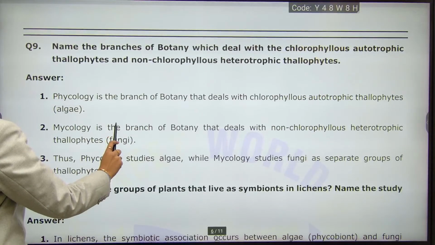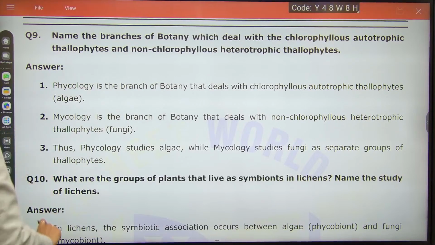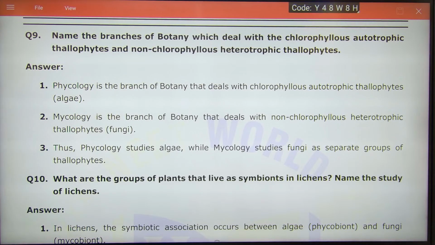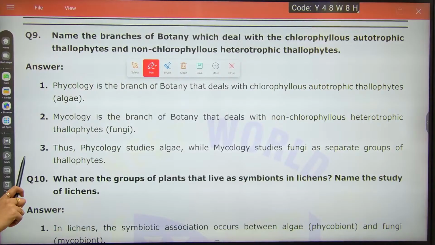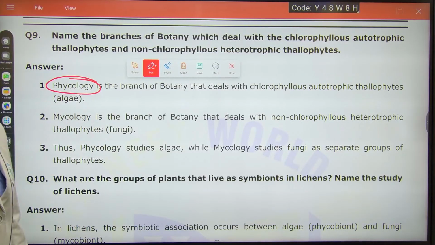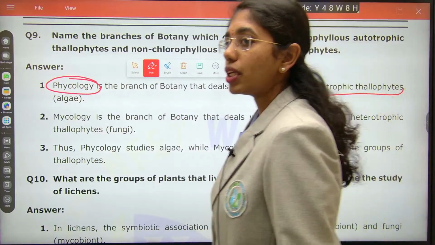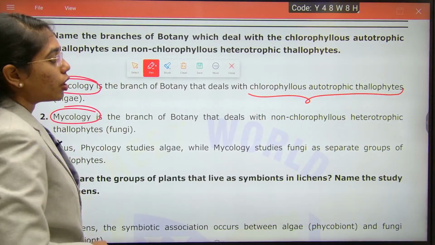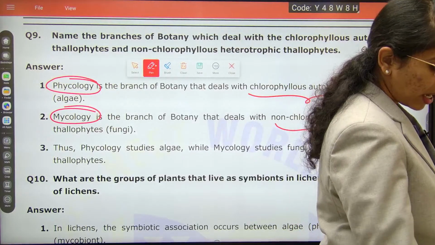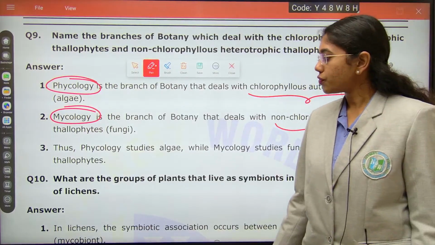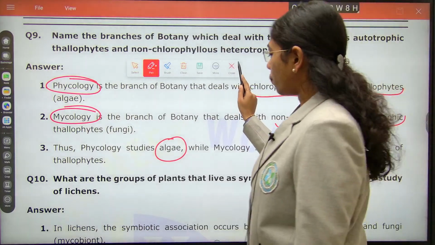Name the branches of botany which deal with chlorophyllous autotrophic thallophytes and non-chlorophyllous heterotrophic thallophytes. Phycology is the branch of botany which deals with chlorophyllous autotrophic thallophytes. Mycology deals with non-chlorophyllous heterotrophic thallophytes. Thus, phycology is the study of algae and mycology is the study of fungi. Fine. Next.